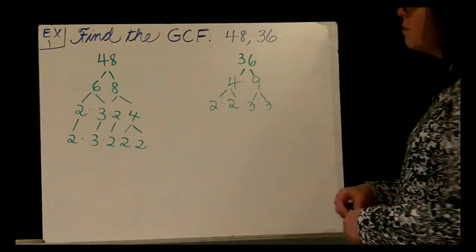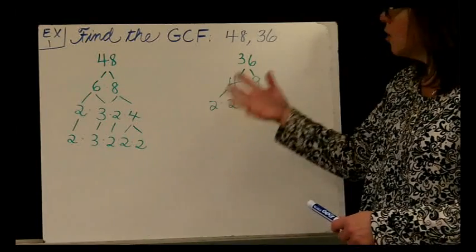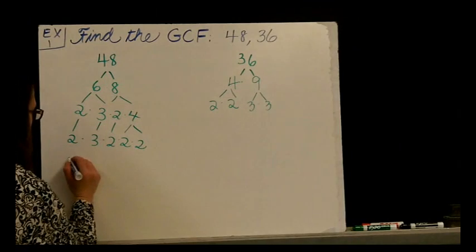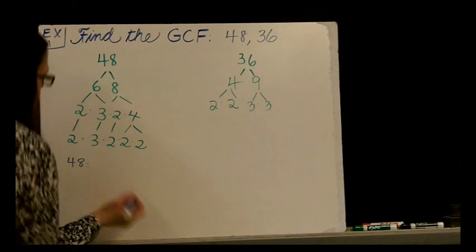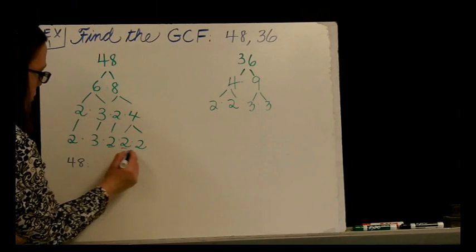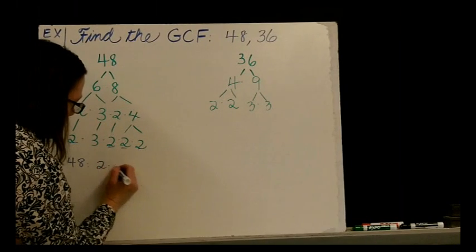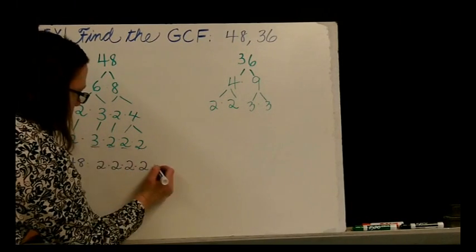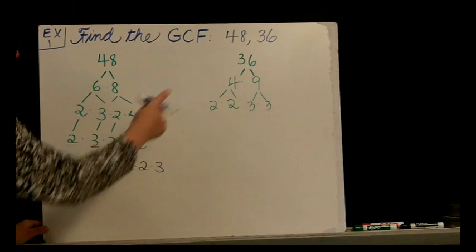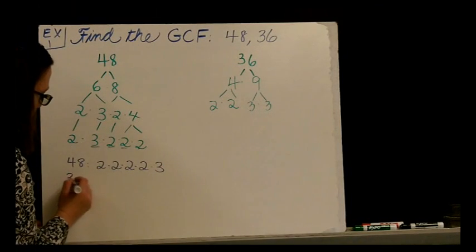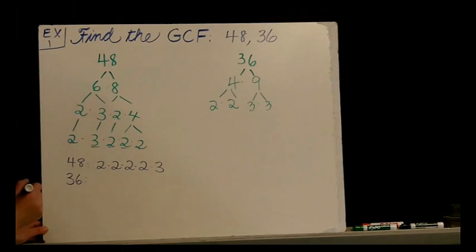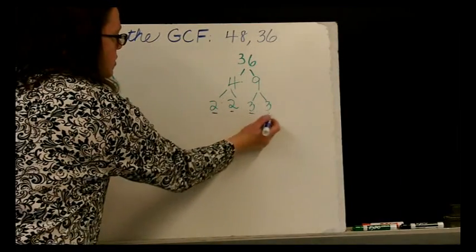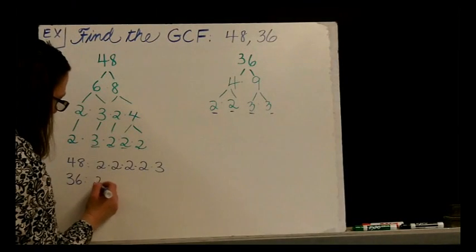Our second step is to make a row of the factors in ascending order. Here's our 48. We have 4 2s and a 3. We'll do the same thing for 36. That needs to go directly underneath the 48. We have 2 2s and 2 3s.